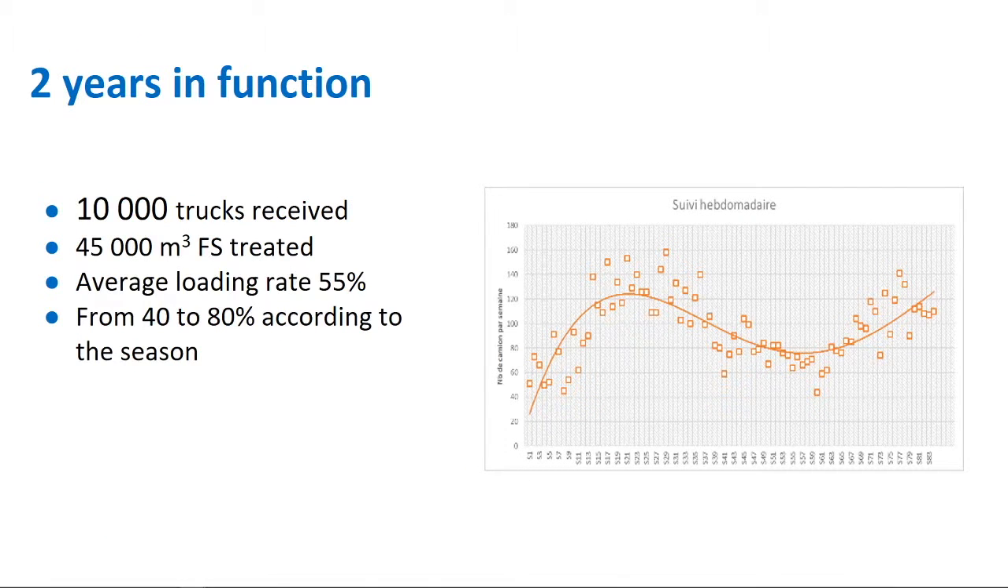After 2 years of functioning, now we can make a statement. This is what we receive. So we designed the plant for 120 cubic meter per day, but even with all the framework we built, we are reaching only 55% of the loading rate. It will have consequences on the business plan.